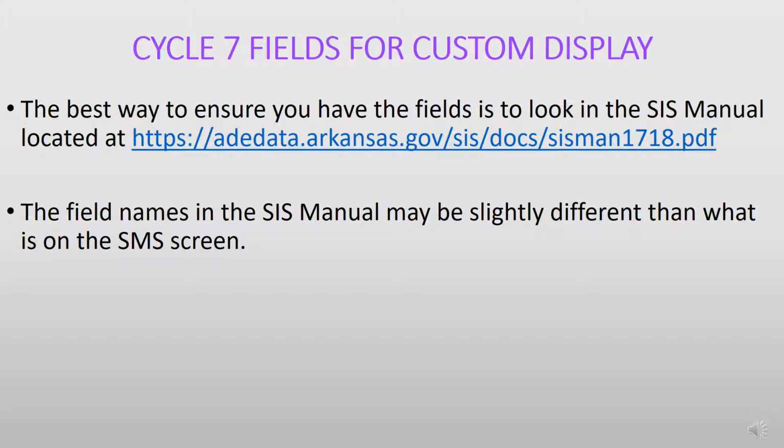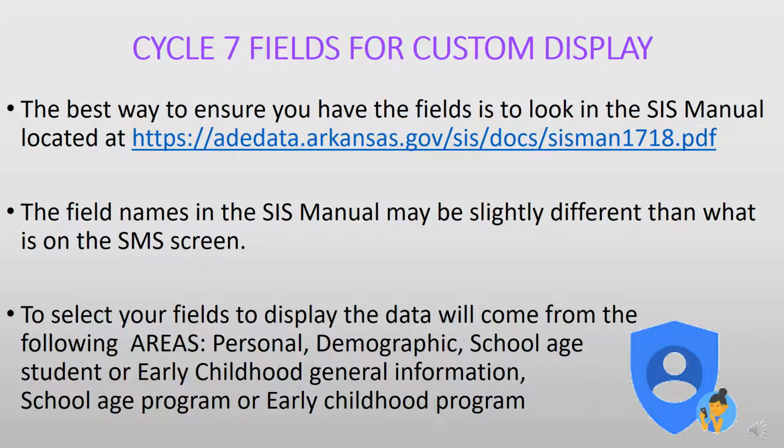student management system. To select your fields to display, the data will come from the following areas: personal, demographic, school-age student or early childhood general information, school-age program or early childhood program. The SIS Manual has some information that when building the report in advanced search you will not need to include. The list of area and field names on the next set of slides are those which should be included for your internal analysis. The display fields for the school age program begins with personal and demographic areas.